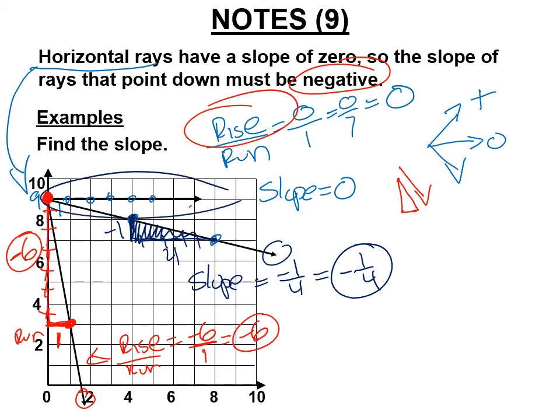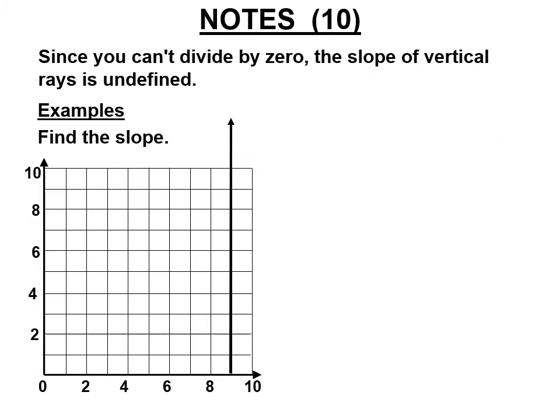What are flat lines? They're called horizontal and their slope is 0. When you're pointing down below flat, your slopes are negative. Okay, now this is called a vertical line. All right, when you jump straight up, you're jumping vertically. All right, and the slope of that is not 0. And let's see why that is.